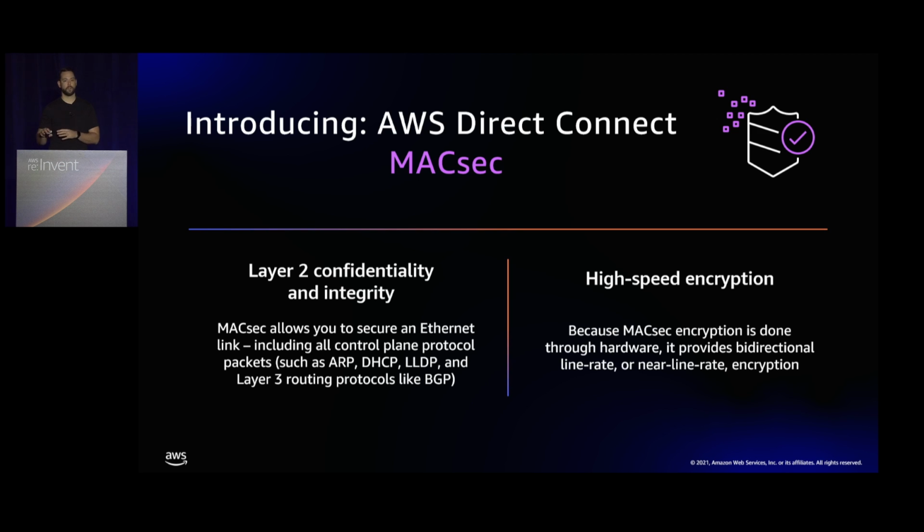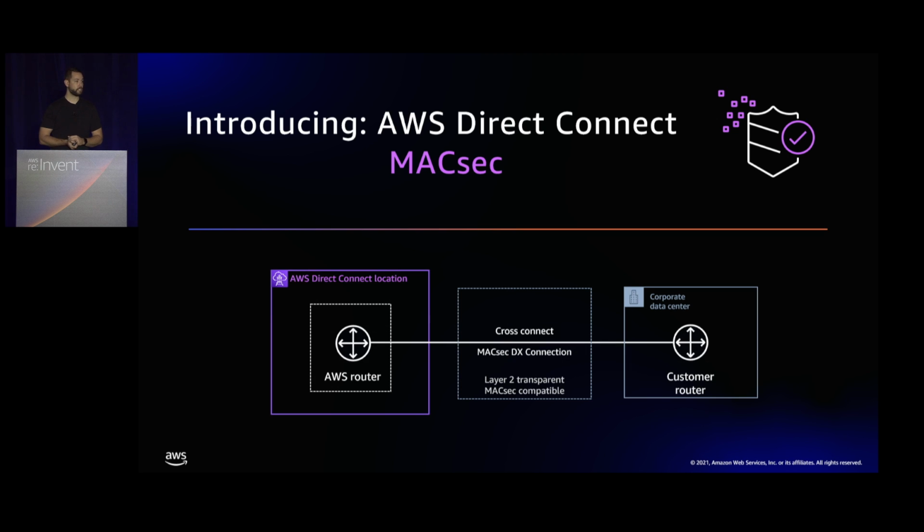And so we can offer, or MACsec offers, far greater high-speed encryption between those two devices. Essentially it would look something like this. On the customer side, your side, you would have a MACsec capable device. You could take a router that's not MACsec capable and put a MACsec capable switch or something similar in front of that router if you wanted to, but then you would connect via the cross-connect into the AWS router, which is MACsec capable. Pretty straightforward, but definitely something worth considering.